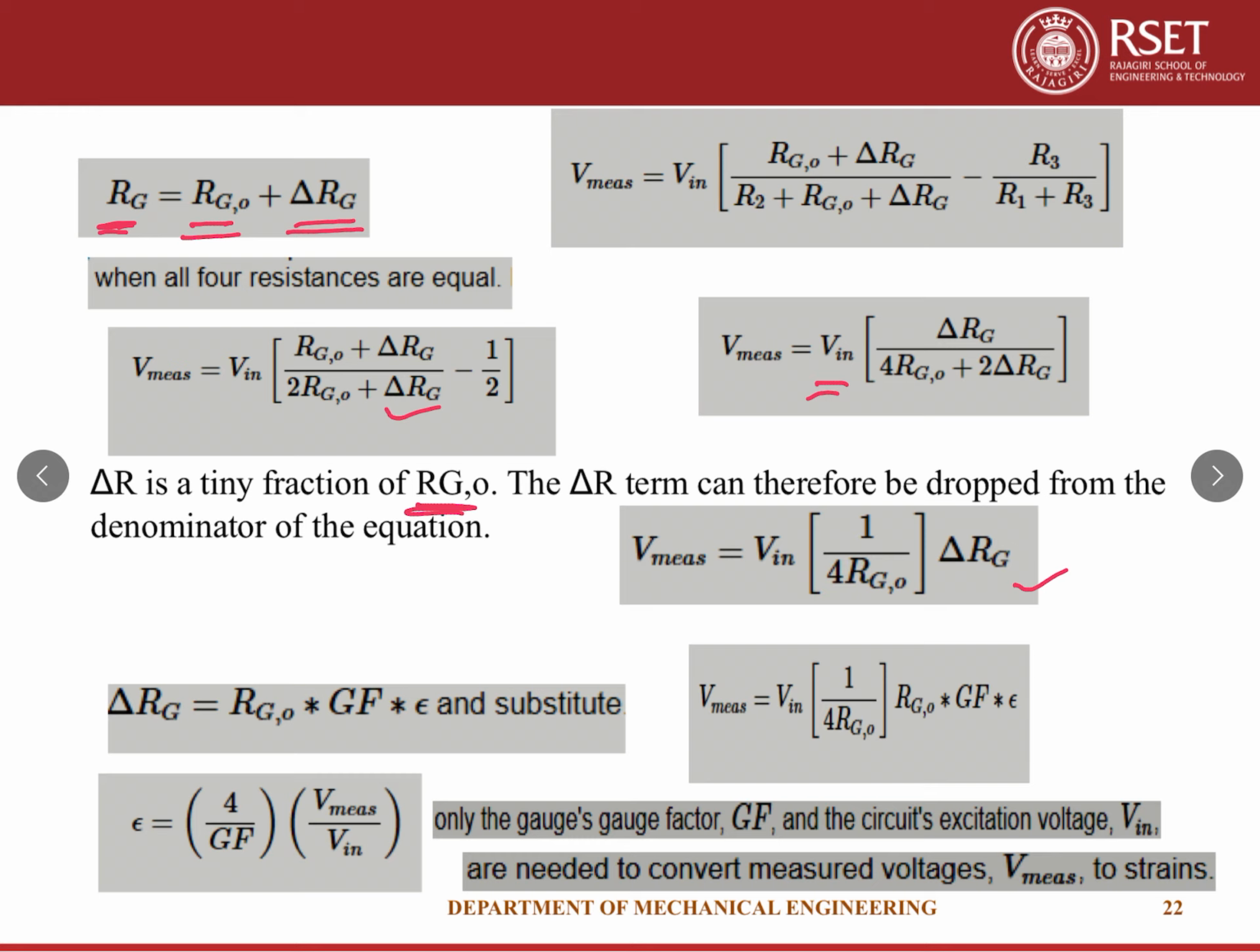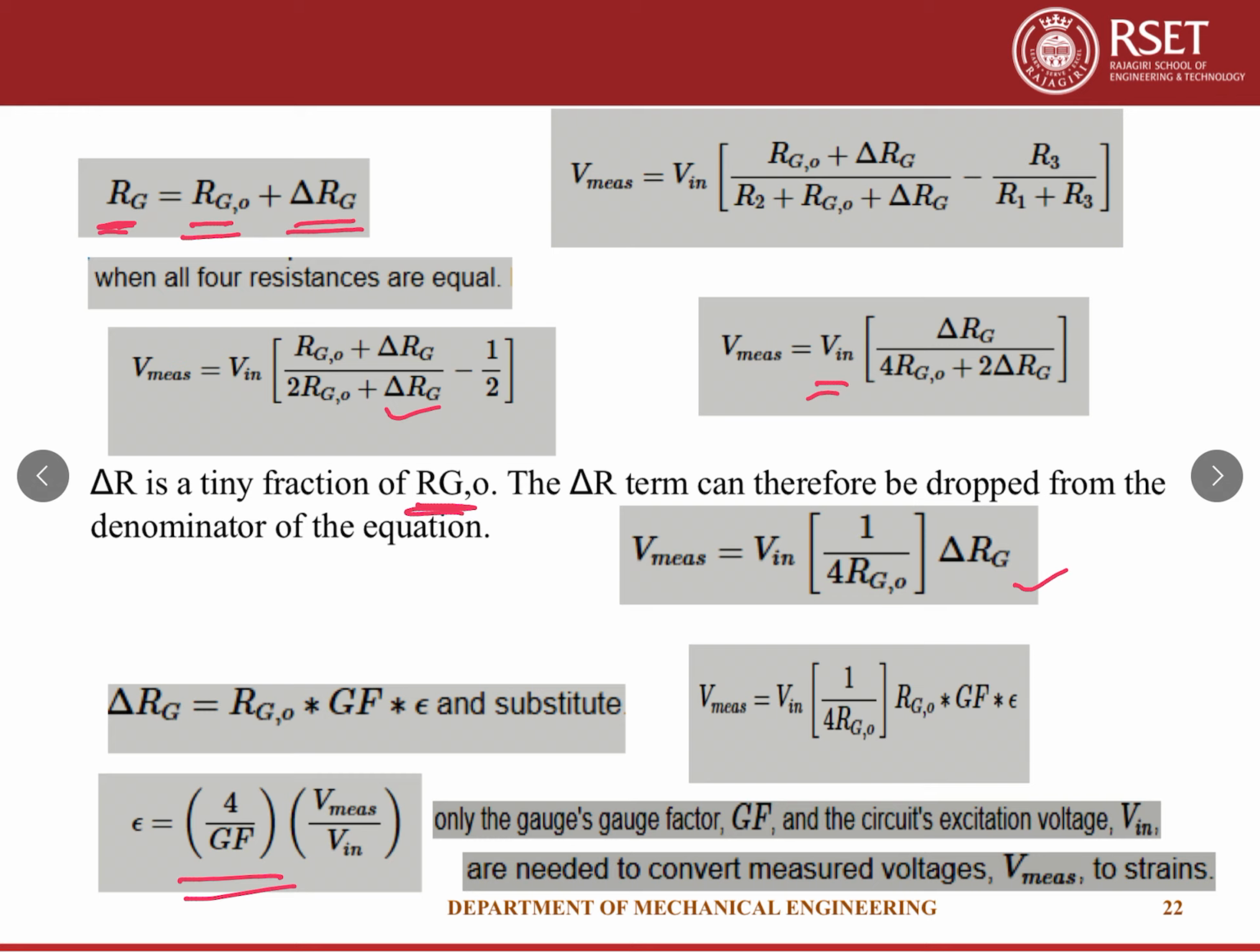Only the strain gauge factor GF and the circuit excitation voltage V in are needed to convert measured voltage V mean to strain. So once we measure the voltage in the galvanometer or voltmeter when the material gets strained, by knowing the gauge factor and excitation or input voltage, we can measure the strain using this equation. So that is the basic principle of a strain gauge.